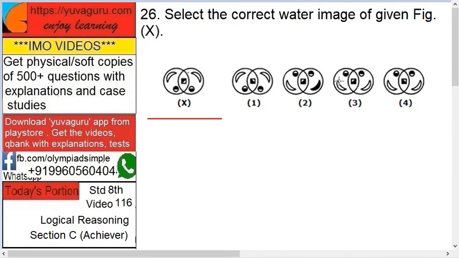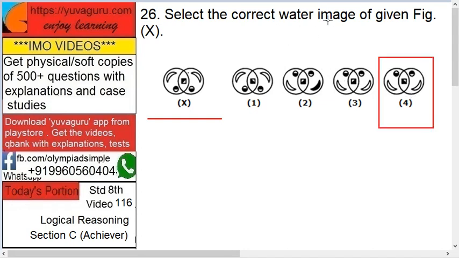Now out of this 2 and 4, which one? Now this square, if you see, the blank part is below. So when you put it on the water, the reflection will be, the half part will be above, right? It won't be like this in 2. It will be like in 4, right? So that's why the answer is 4.